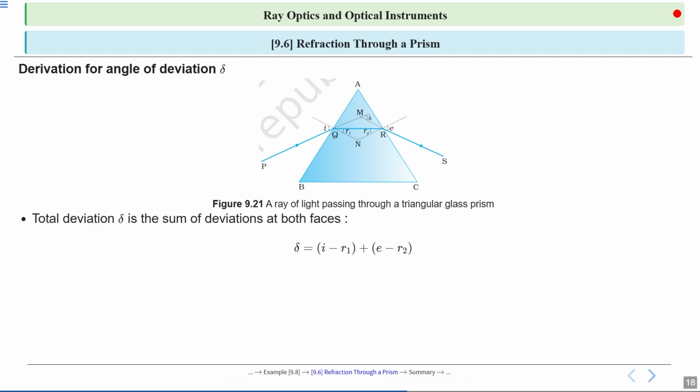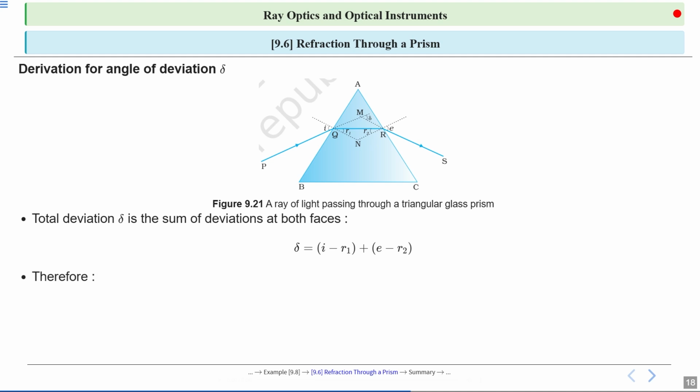Now, the angle of deviation at the second surface. In the diagram, the QR ray is deviating through some angle and emerges as RS. So the angle of deviation at the second surface is MRQ. Angle MRN is equal to E. Subtracting R2 from E will give us MRQ. That is the angle of deviation at the second surface. So the sum of these two angles of deviation at both surfaces will give the total deviation, which is delta equal to I minus R1 plus E minus R2.